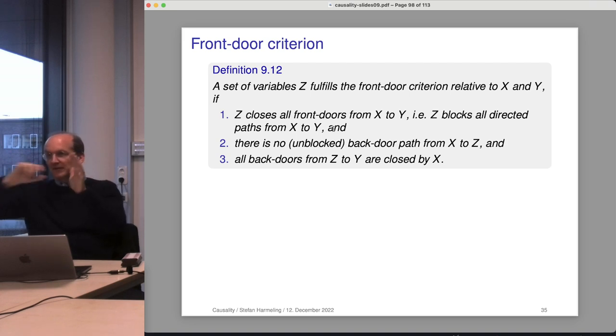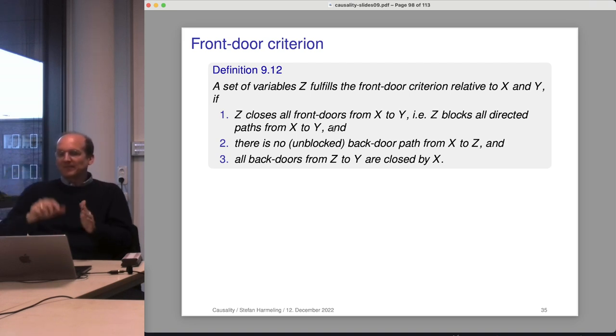However, the front doors can be distinguished because we condition on the Z as well. And then we are sure that we are going via the Z, and we are ignoring the top part. Then there are some more technical ones. There's no unblocked backdoor path from X to Z.